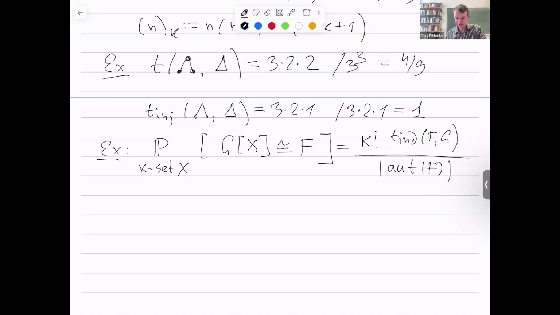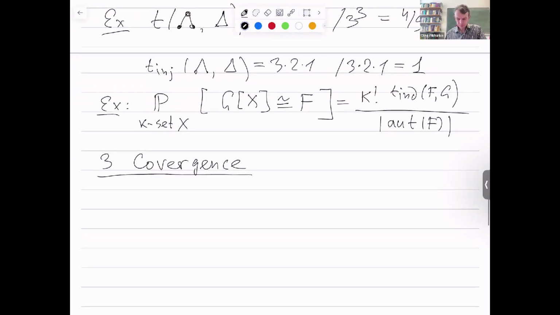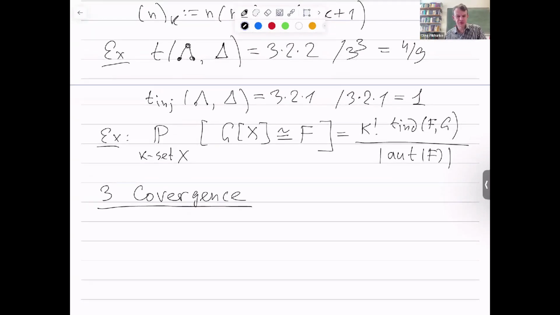Yeah, and now, having defined all these densities, I'm ready to define a notion of similarity on graphs, or a notion of convergence. So this will be our third section. You have a sequence of graphs and we want to define when they converge. Informally, we want the graphs to be similar to each other if they have similar frequencies of subgraphs. So the edge densities are close to each other, triangle densities, path densities, and so on for every graph.